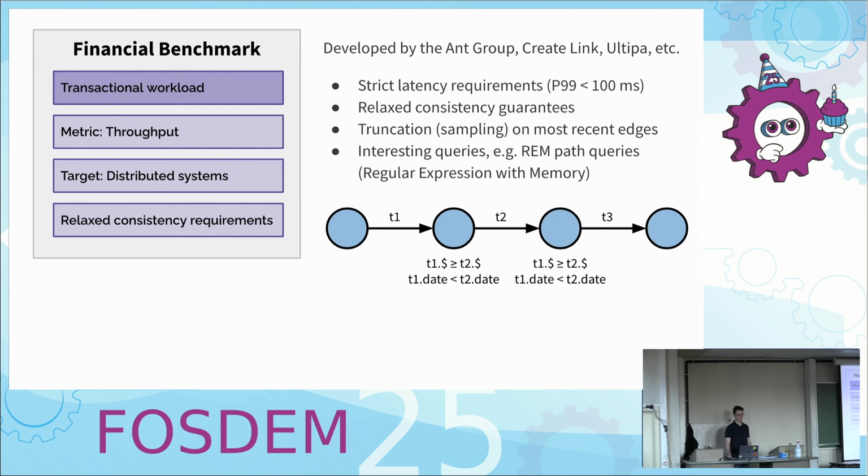And the final benchmark that I would like to mention is the financial benchmark. This is a very interesting one because it was driven by the Ant Group and CreateLink and another company called Altibase. They do very low latency queries with relaxed consistency requirements. So think about NoSQL eventual consistency. And they have very interesting queries, like path queries where you have to have not only a regular expression style path, but also a path where you keep some state during the traversal, and you check that the amount of money that's trickling in across the path is only decreasing by small amounts.